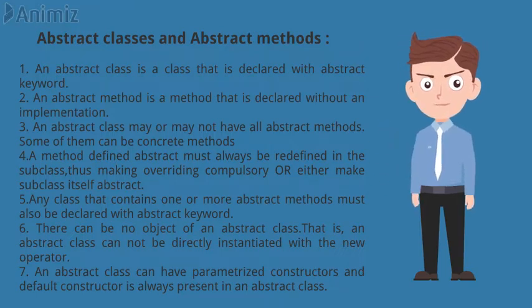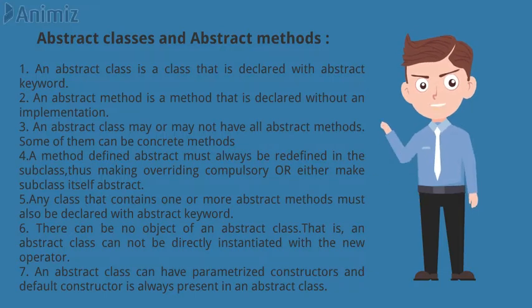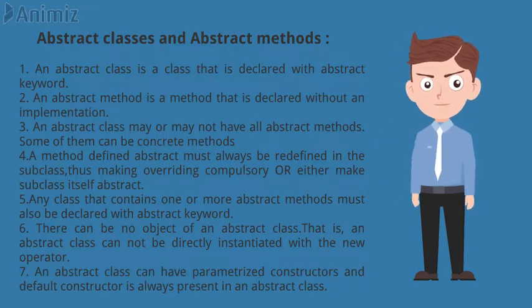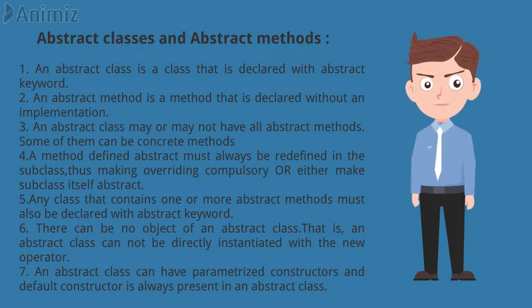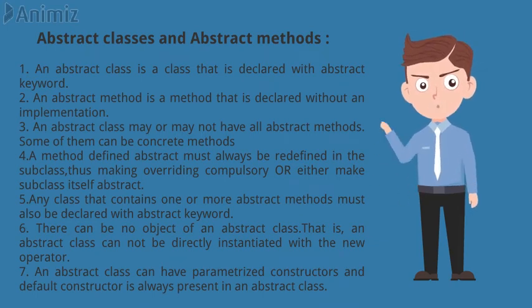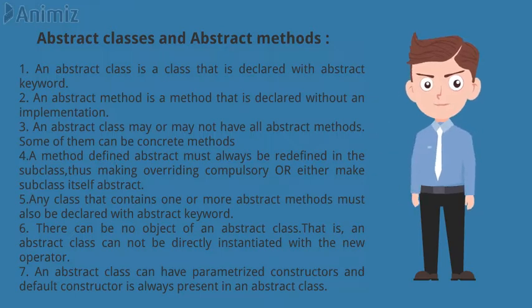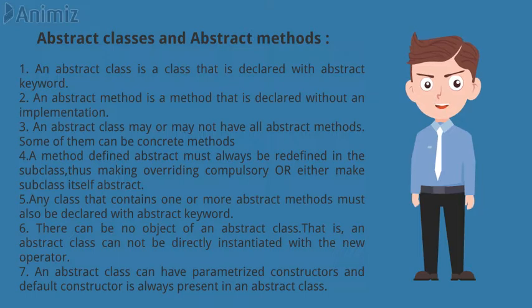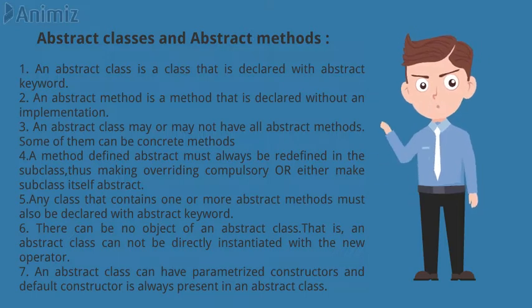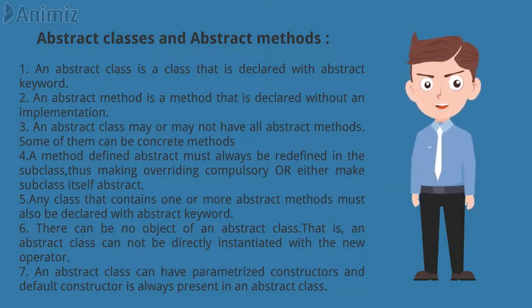3. An abstract class may or may not have all abstract methods. Some of them can be concrete methods. 4. A method defined as abstract must always be redefined in a subclass, thus making overriding compulsory, or else make the subclass itself abstract. 5. Any class that contains one or more abstract methods must also be declared with the abstract keyword.